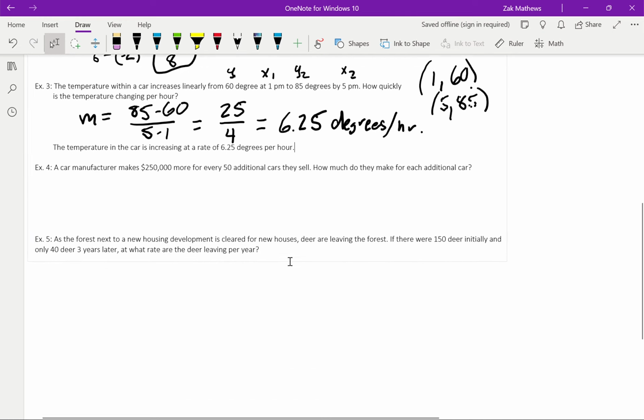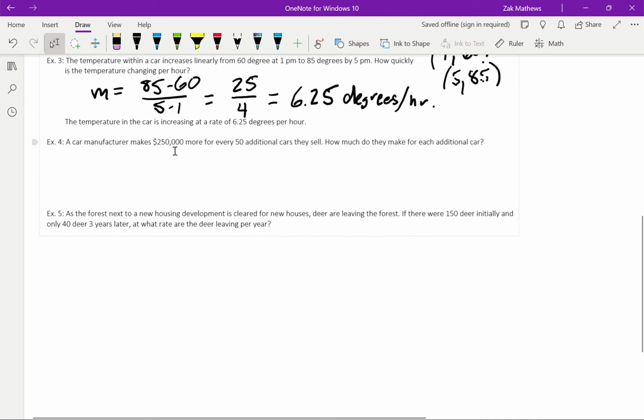Take a look at this next example. A car manufacturer makes $250,000 more for every 50 additional cars that they sell. How much do they make for every additional car? So how much money for every car? We want to know money over cars. So that means the money must be the y's, the cars must be the x's. So here this 250, that must be talking about the y, the x is 50.